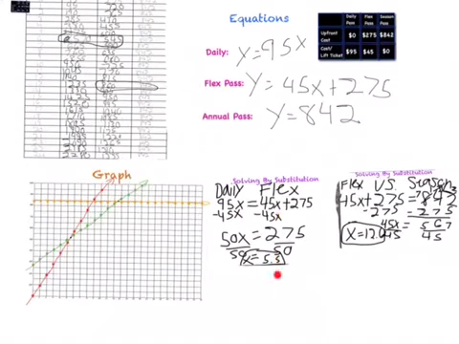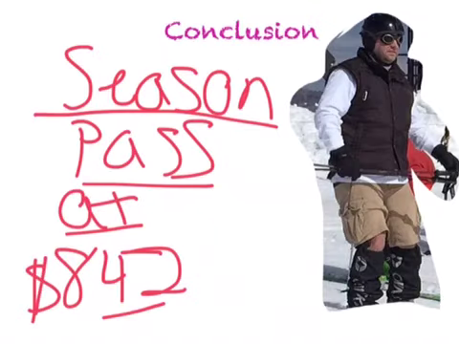And the same applies here. If he wants to ski less than 5 days, he wants to go get the daily pass. If he wants to ski more than 5 days, he wants to get the Flex Pass. And here too. If he wants to get the Flex Pass, he wants to ski less than 12 days. But if he wants the Season Pass, he'll have to ski more than 12 days. Gary would like to ski at least 20 days. So he's going to get the Season Pass at 842 because it will be less money than the Flex and the daily pass.